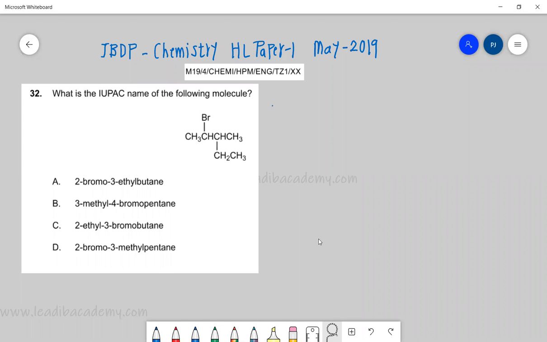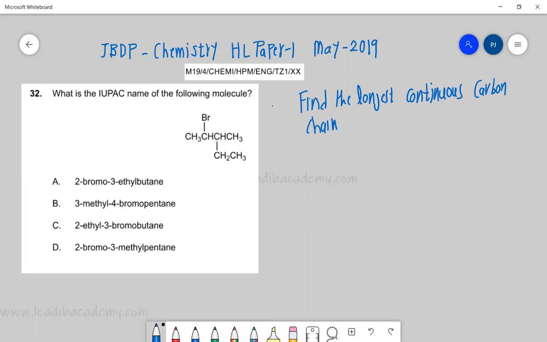Let's look into question number 32. What is the IUPAC name of the following molecule? Simple. What we should do is follow the first rule: find the longest continuous carbon chain. That is the first thing.